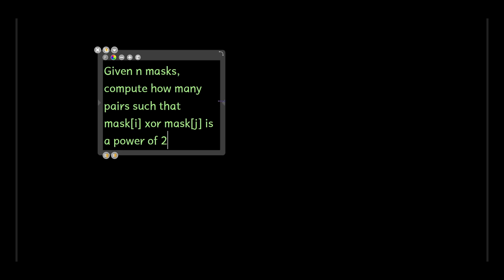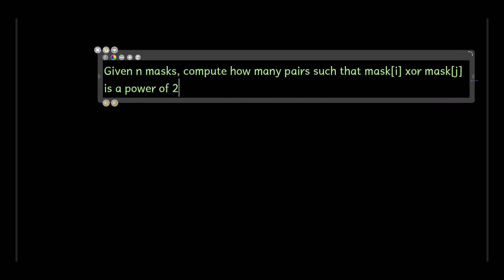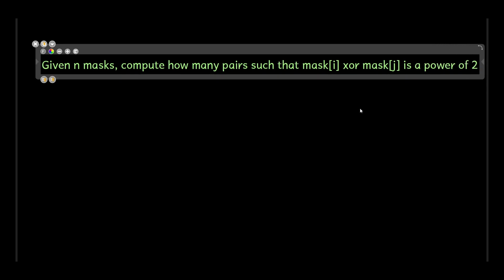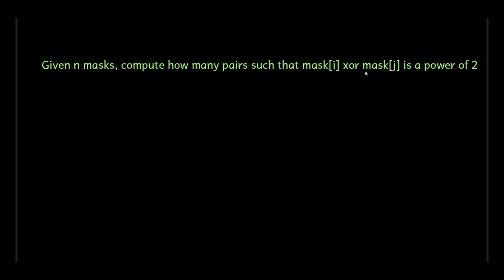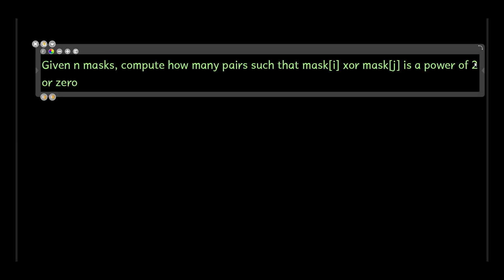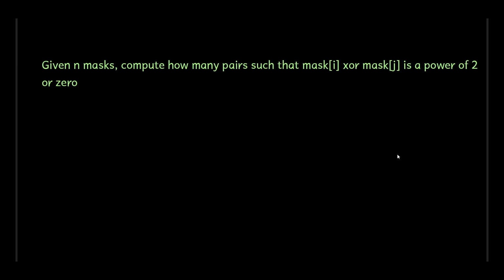Because that is what we wanted: their concatenation, which is nothing but the bitwise XOR of two integers. And we wanted that concatenation to have at most one set bit, and at most one set bit is nothing but a power of 2 or 0. So this is the problem, and you can see that we have gotten rid of the strings altogether. There are no strings in the picture at all. This is a modified version of the problem.